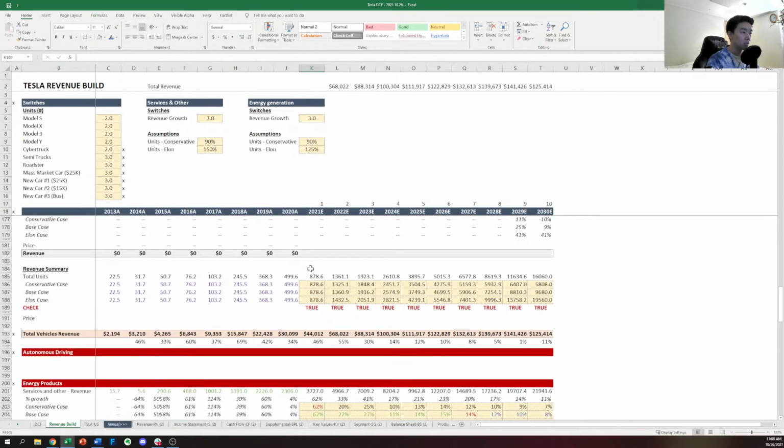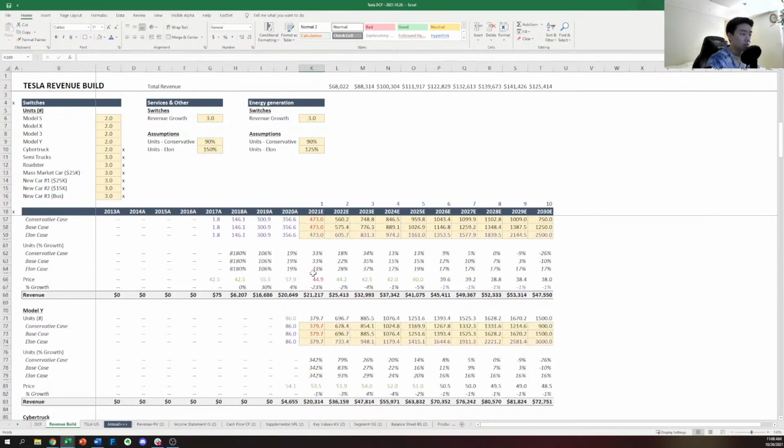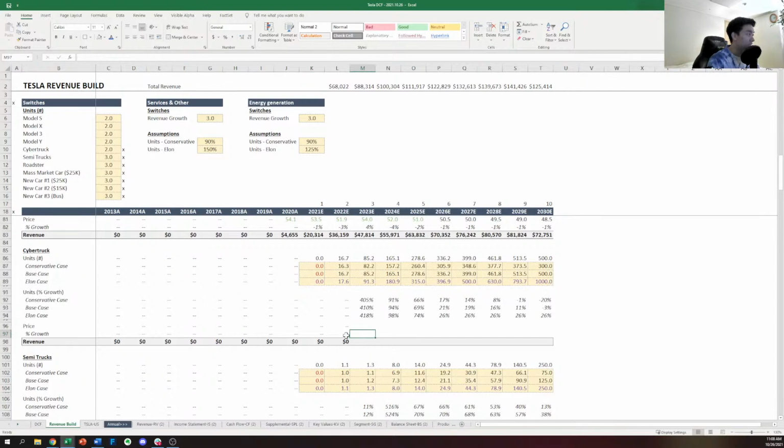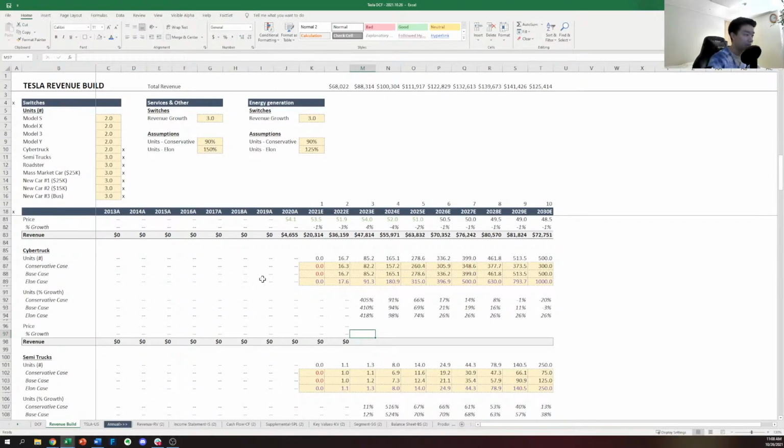All right, almost there. We need to add prices now. Okay. Cybertruck. Revenue per unit. 60-ish thousand. I would have different pricing per year if I were to do this correctly, but for the sake of time, I'm just gonna keep it flat.